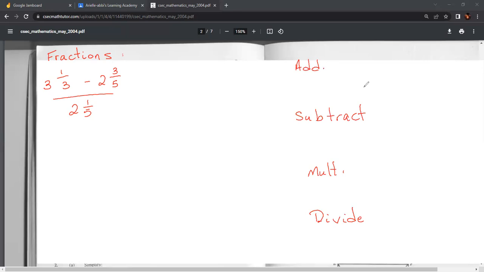Now, for addition, let's say they gave you 1/5 plus 2/5. In adding fractions or subtracting fractions, if your denominators are the same, all we do is we just add the numerators. Once your denominators are the same when adding and subtracting, your denominator remains the same, and then we just add the numerators. So that will be 2 plus 1, which is 3.